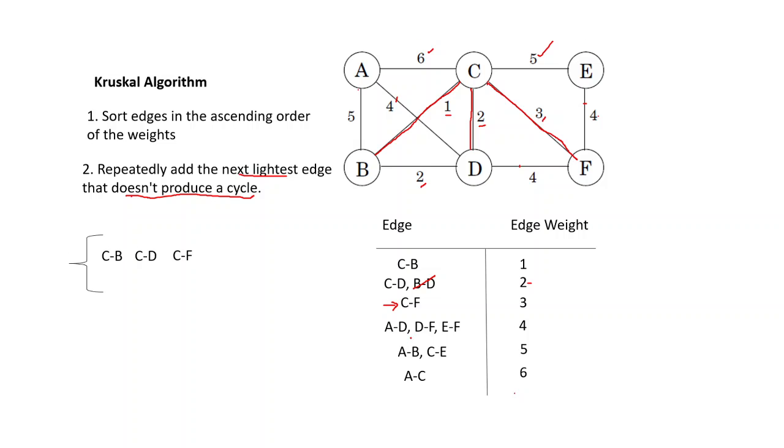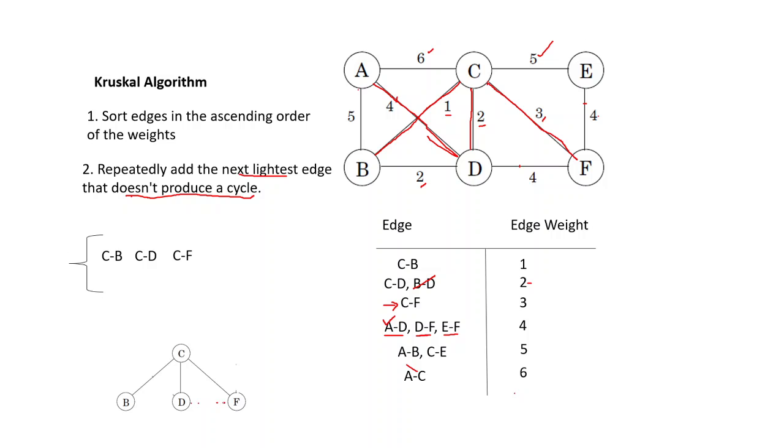Now, at this level, you have three edges, AD, DF and EF. Now let's see what the spanning tree looks like. This is your spanning tree. Now if you try to add edge AD, well, you can add it because it is not forming any cycle. This is your edge AD. So AD is included.